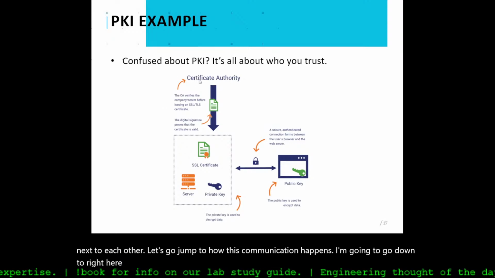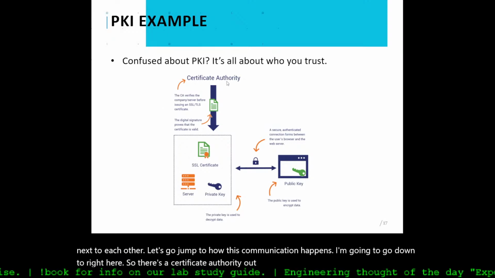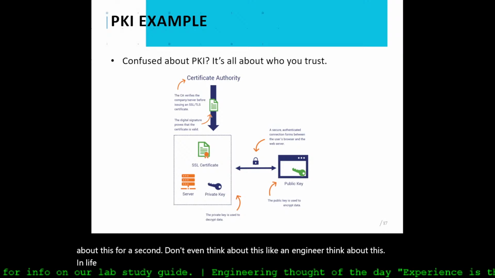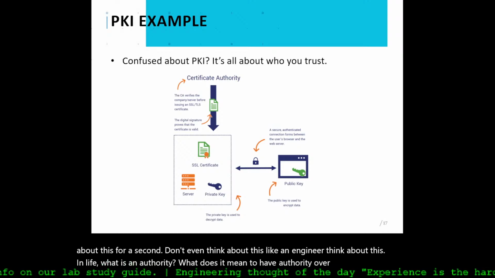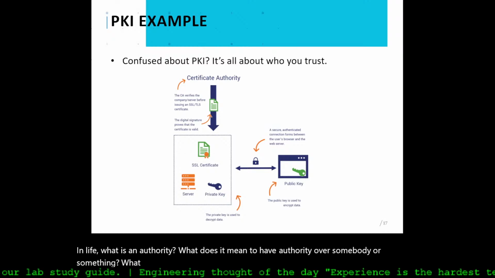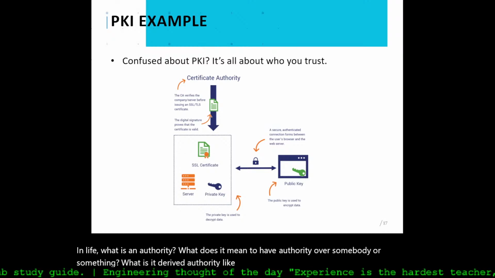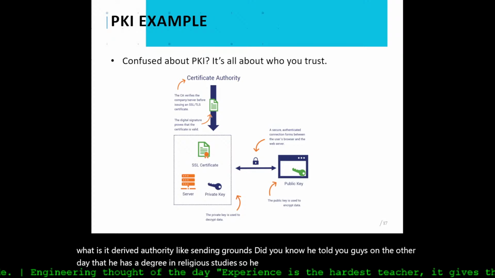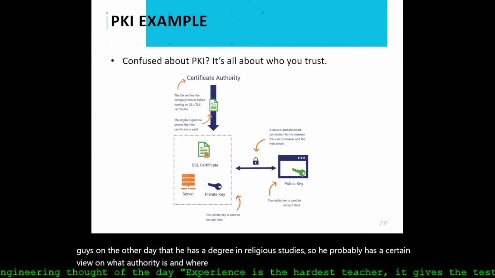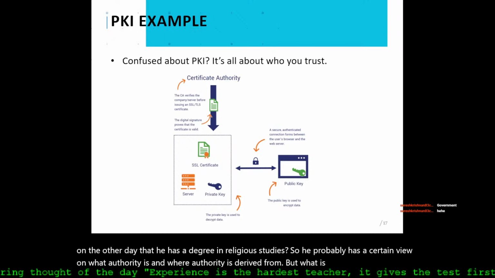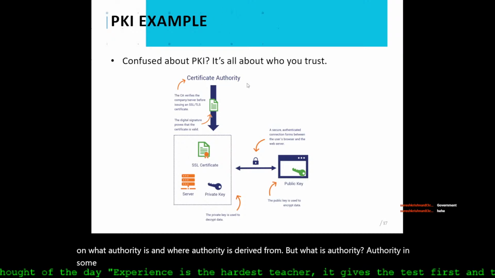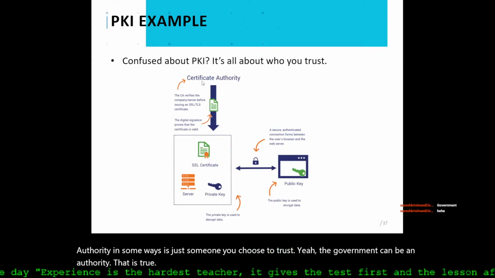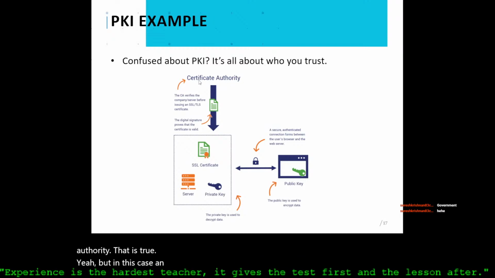So there's a certificate authority out here. I want you guys to think about this for a second. Don't even think about this like an engineer. Think about this in life. What is an authority? What does it mean to have authority over somebody or something? Where is authority derived from? Authority, in some ways, is just someone you choose to trust. Yeah, the government can be an authority. That is true. But in this case, an authority is somebody we choose to trust.